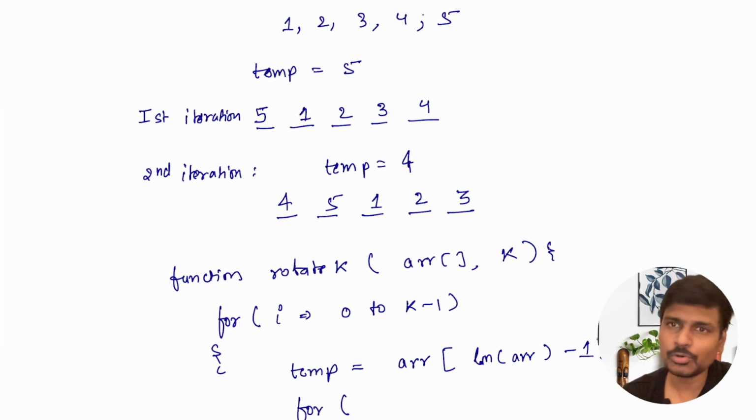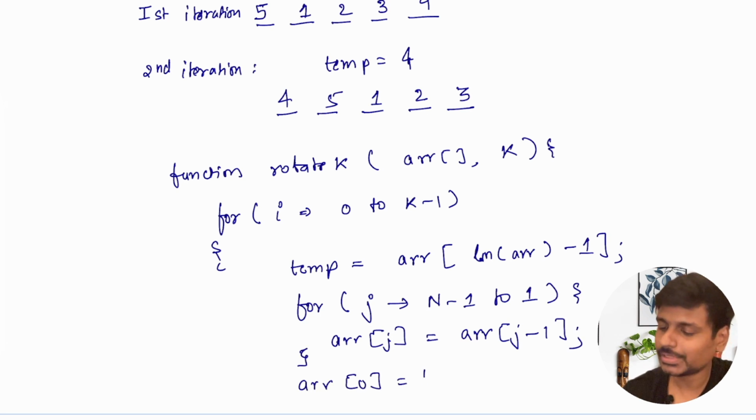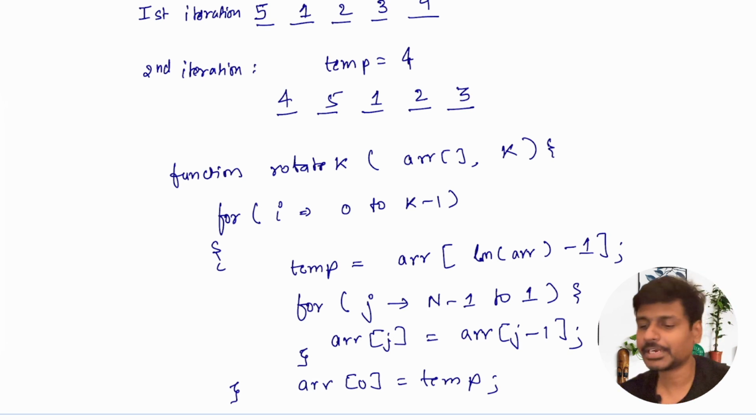Now let's write the inner loop to basically shift all the elements towards the right. So we'll simply run j from n minus 1 to 1, okay, and then we will simply say array of j is equal to array of j minus 1. And once we have finished it, we will simply replace array of 0 with temp. And this is the complete code for the brute force.